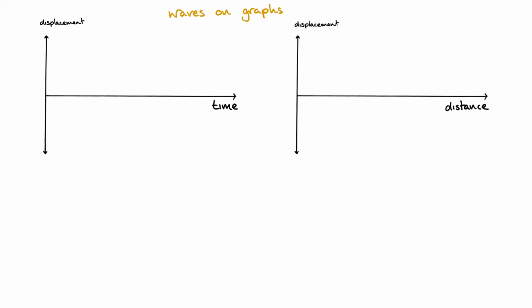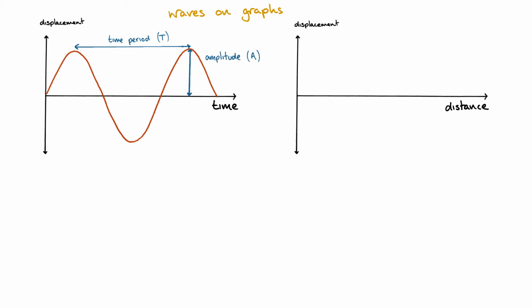We often represent waves on graphs. There are two main graphs you need to know about: a displacement time graph and a displacement distance graph. A displacement time graph shows how far away a particle is from the equilibrium position at any given time. If we look at a point on one wave to the same point on the next wave, the time between these points is known as the time period. It's the time taken to complete one full cycle. The amplitude is shown here. It's the maximum displacement from the equilibrium position.